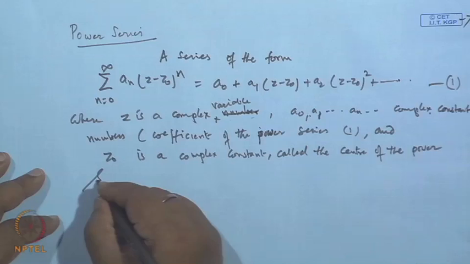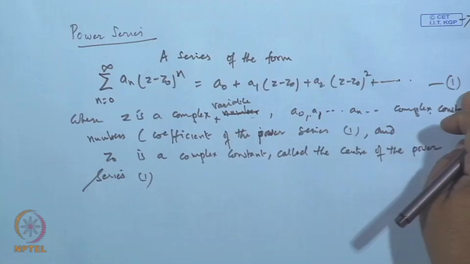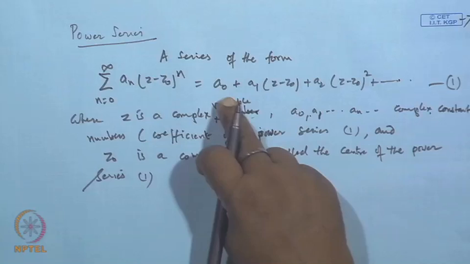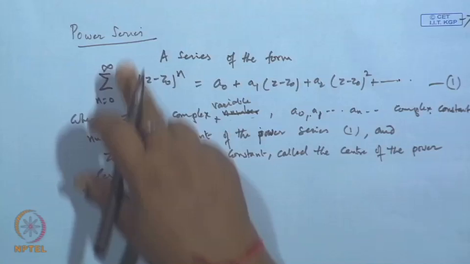So, what is the power series? A series of this form: A naught plus A 1 (z minus z naught) plus A 2 (z minus z naught) whole square and so on, where z naught is a fixed point which is called the center of this series. A naught, A 1, A 2, these are the complex constants or real constants, and z is a variable. Then this form of the series is known as the power series.